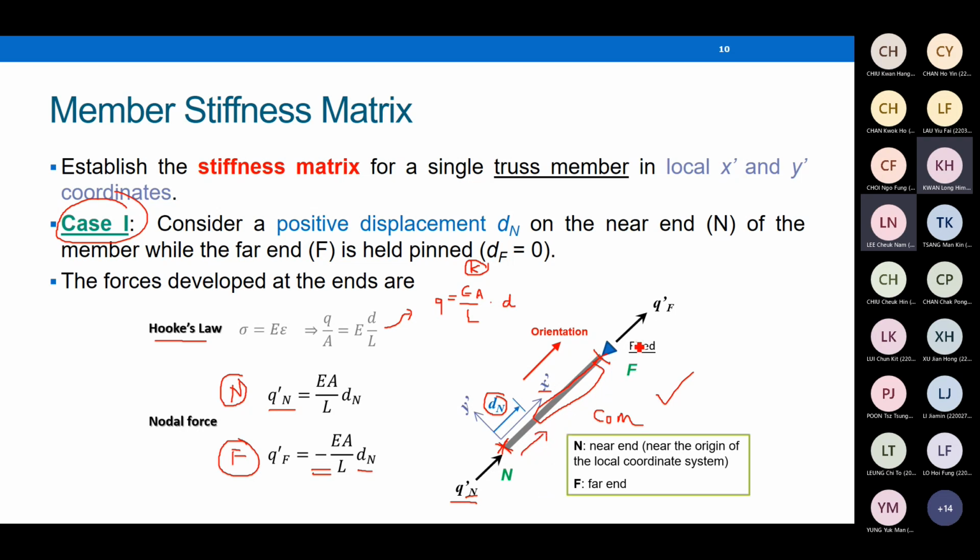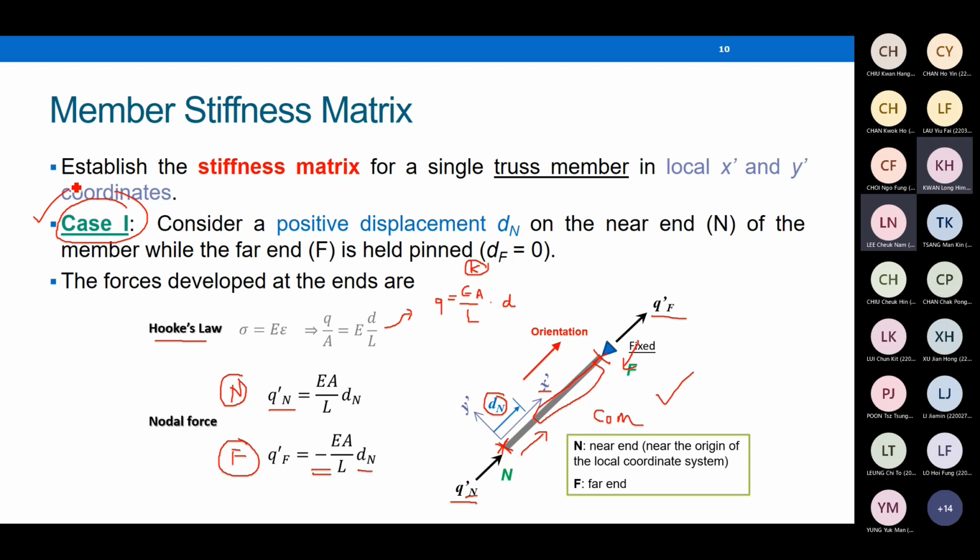The force on the right is pointing to the opposite direction. This is what we understand from compression, opposite to our initial definitions. That's why we put minus signs in the equation for Q prime F. Change the direction. This is how you can find out the force displacement relationship for case one, under only positive displacement at the end.